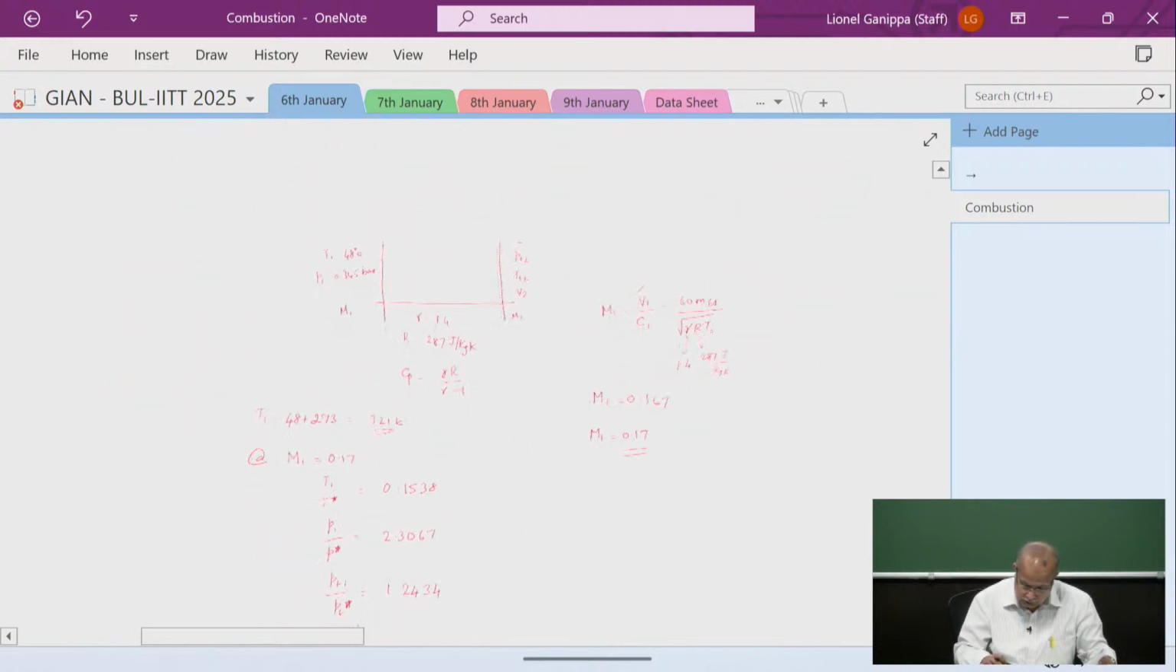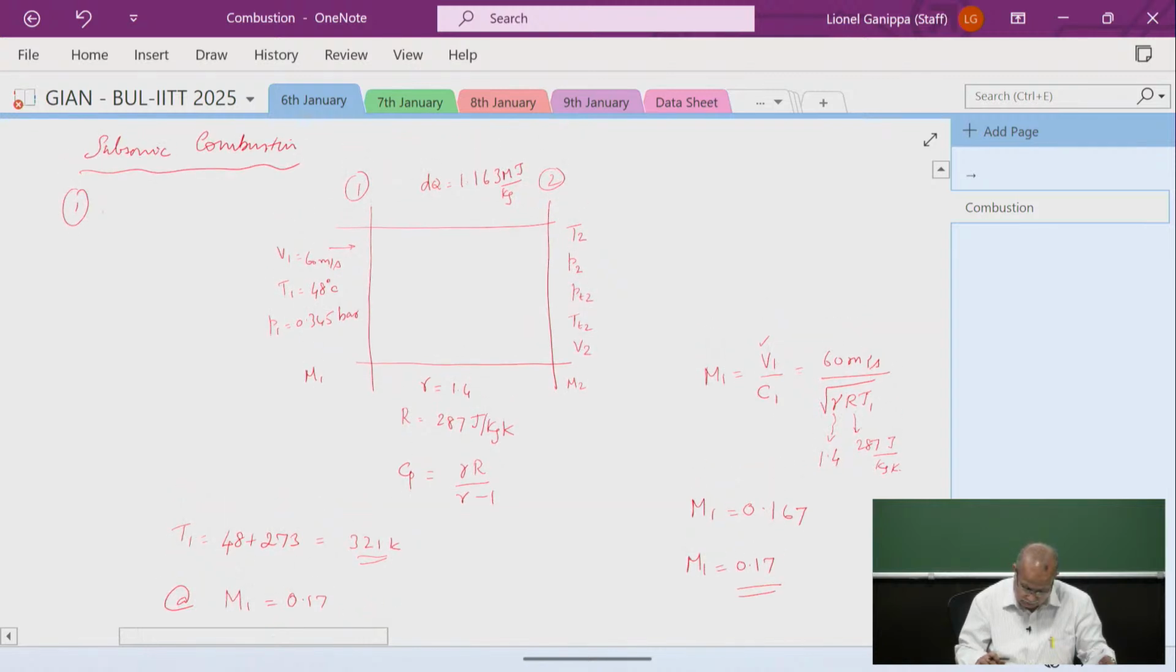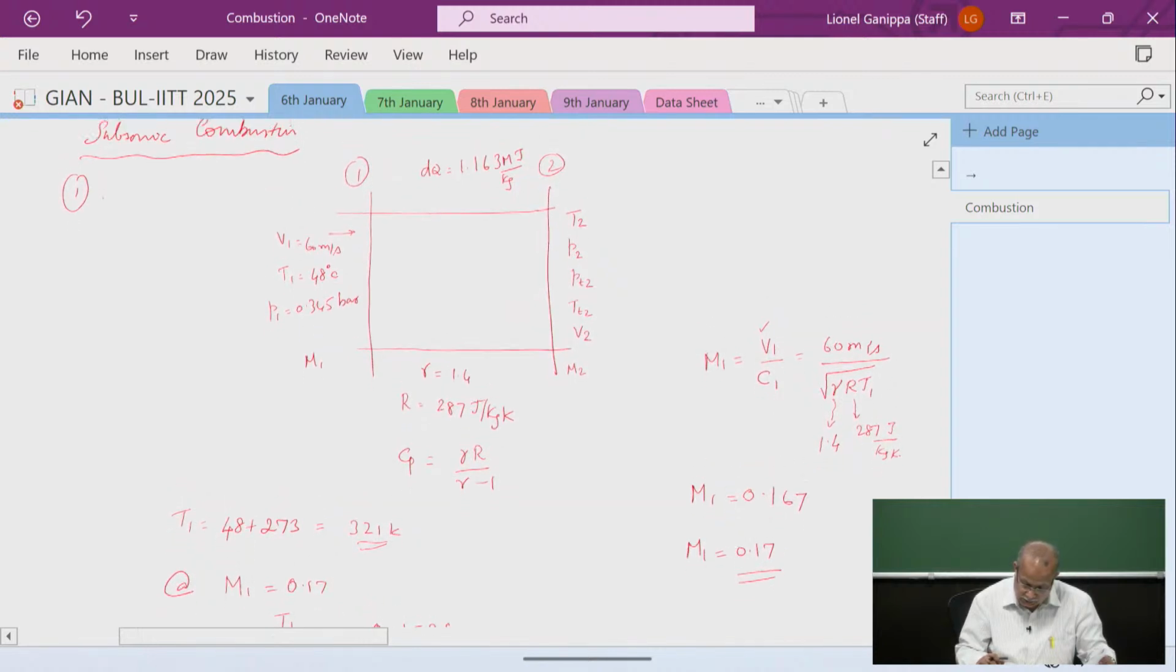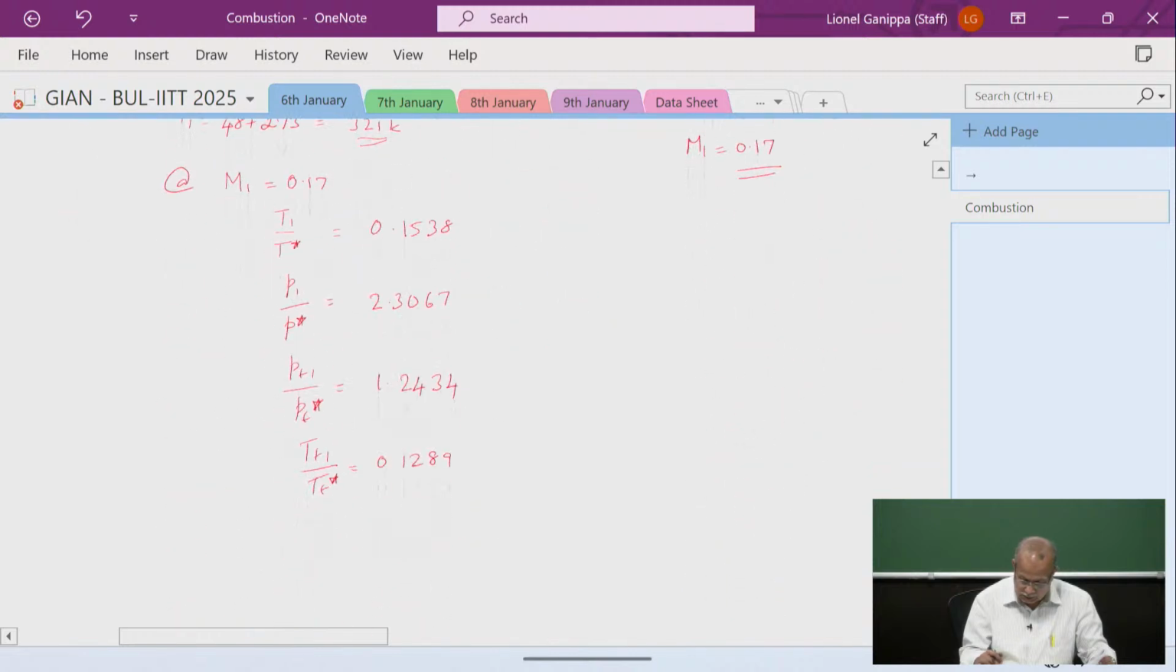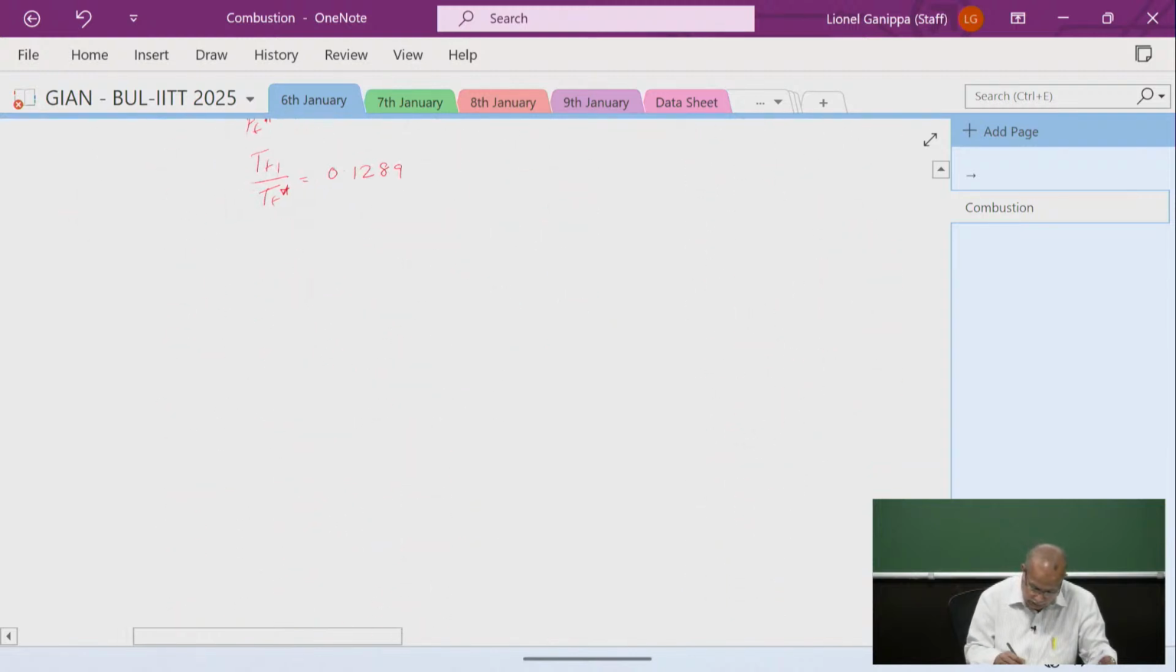Now how do we proceed? Now we have got some information from the Rayleigh table. What other information? We have made use of the velocity and temperature. Now we have information on P1. Now we have information on the amount of heat, that is the energy content of the fuel. So we can write from the energy balance equation, H1 plus half V1 square plus dq is equal to H2 plus half V2 square.